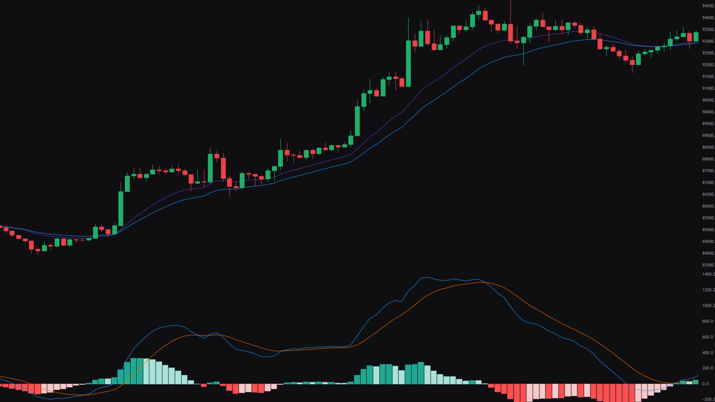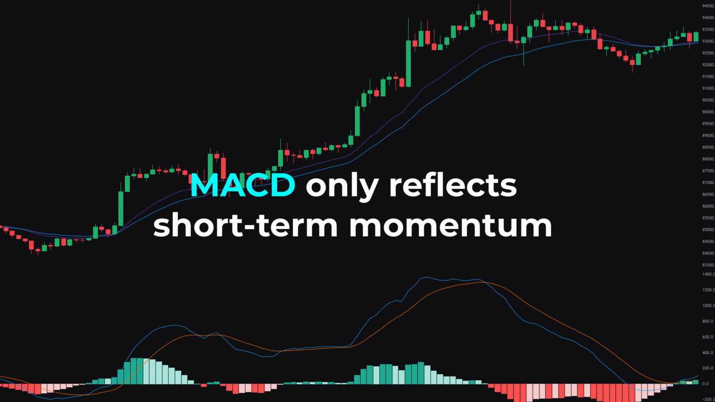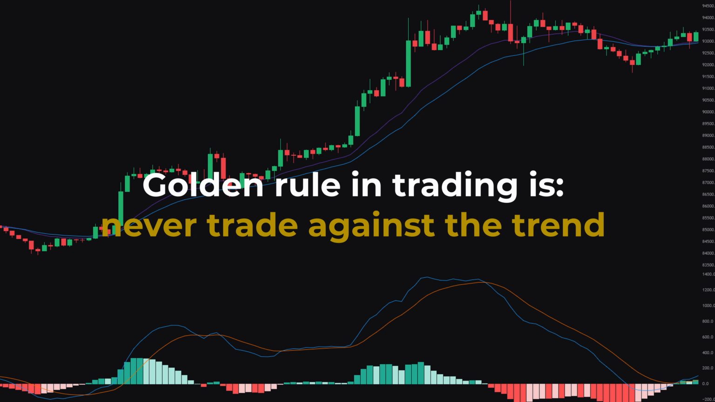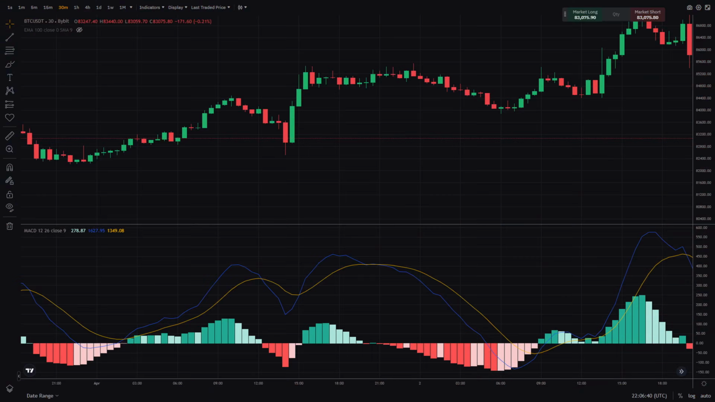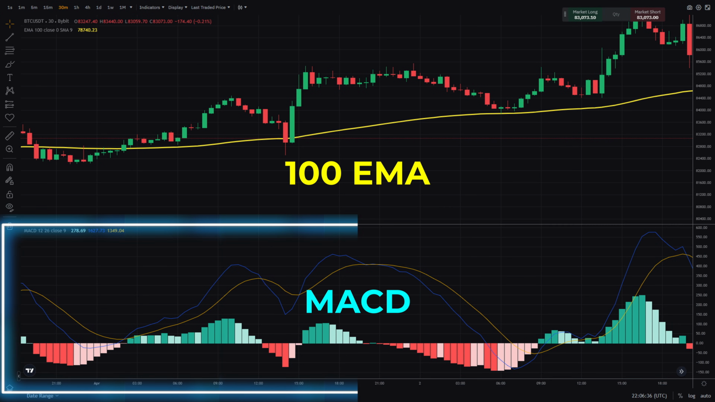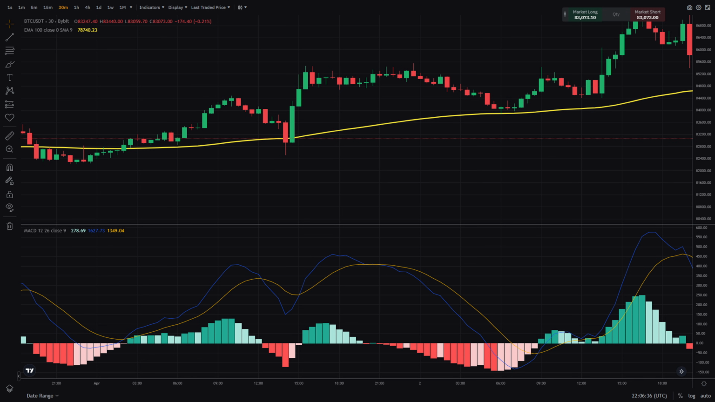What's happening here? MACD only reflects short-term momentum. It doesn't tell you the direction of the overall trend. And that's a problem, because one of the golden rules in trading is never trade against the trend. A high probability strategy, MACD plus 100 EMA. So how do we fix this? We combine MACD with a trend filter, something that tells us whether we're in an uptrend or downtrend.